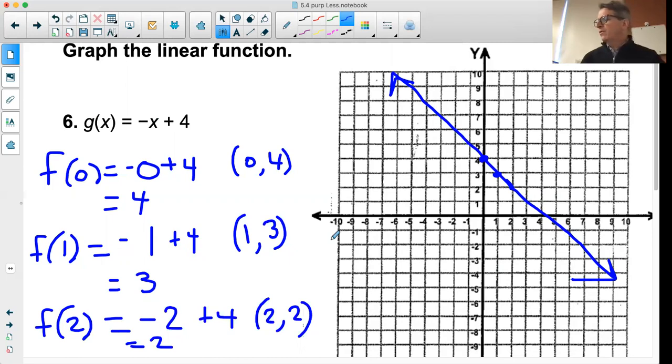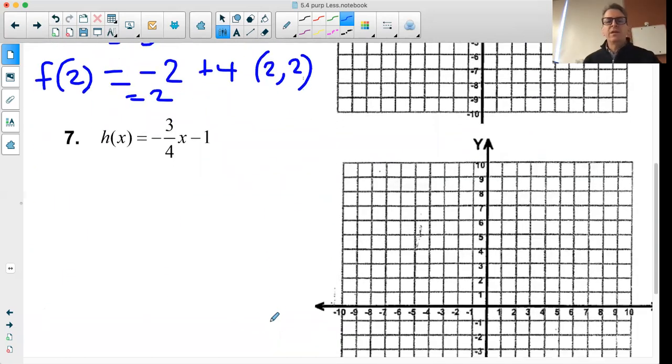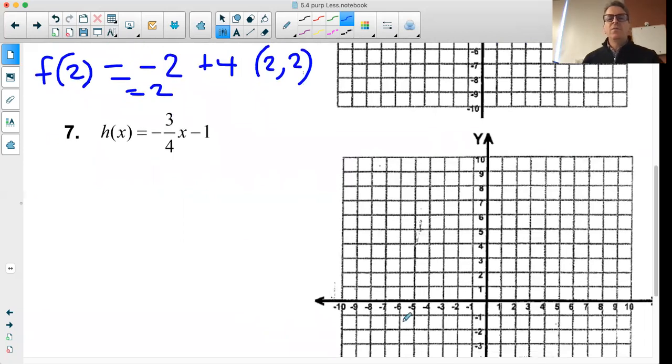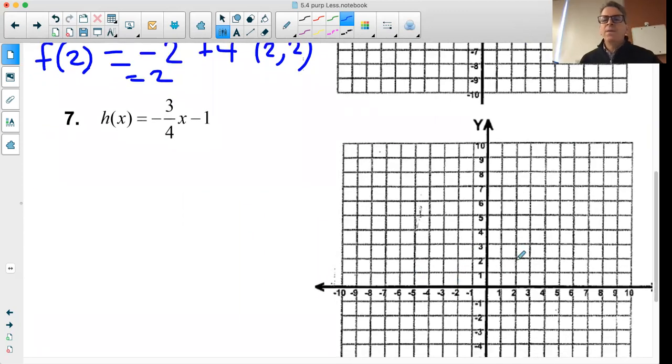Let's do one more example of this. Number 7, h of x is negative 3/4 x minus 1. Okay, so let's be a little choosy on the values of x because I want intersections. I want actual points on the line. I don't want halves and decimals. So let's try to find multiples of 4 that will work. That might be the best. But we can always start with 0.